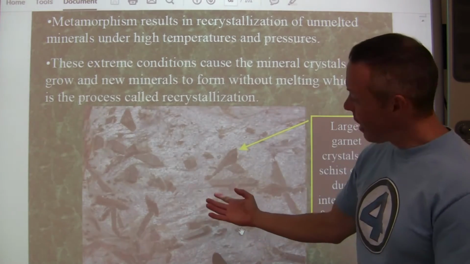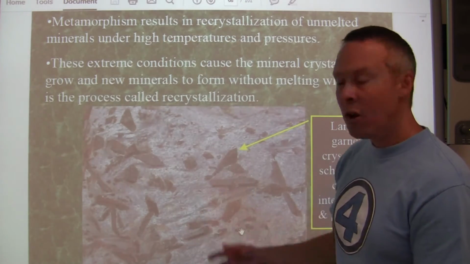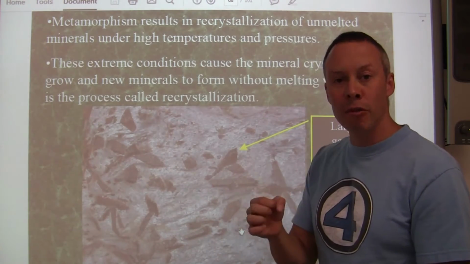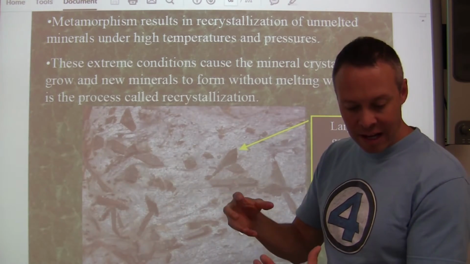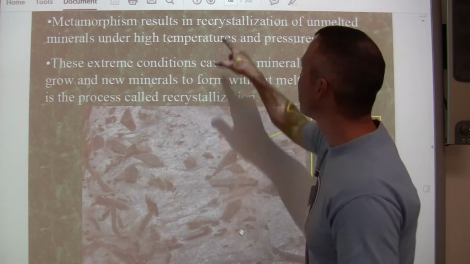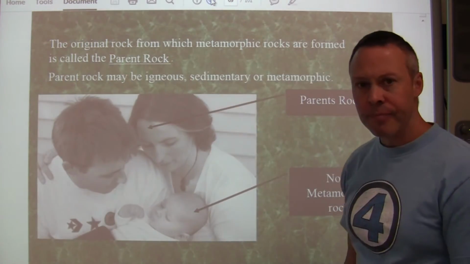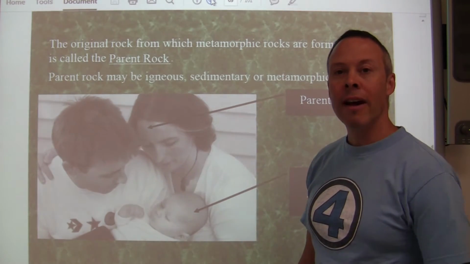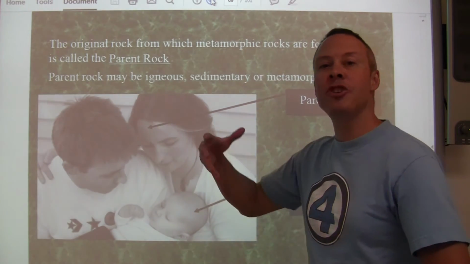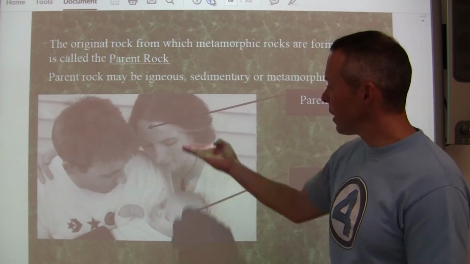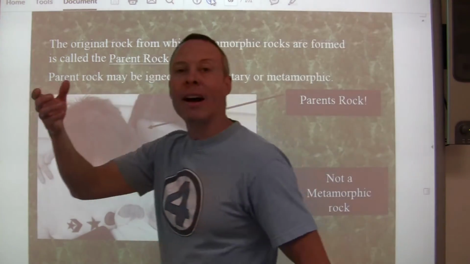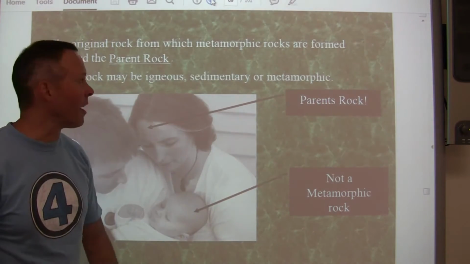This is an example of a metamorphic rock, schist, where you can see these big chunks of garnet that have recrystallized. Originally the minerals were smaller, they have grown and gotten larger as the heat and pressure has caused this recrystallization. The rock that you started with originally is referred to as the parent rock. Right? The parent rock gets heated and pressurized and it changes into a metamorphic rock. Just like a parent can lead to offspring or babies, parent rocks can lead into metamorphic rocks.